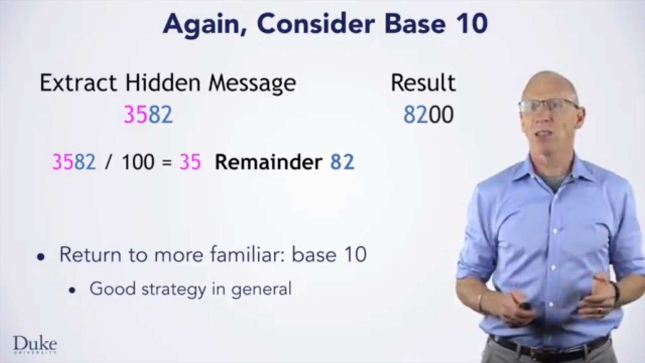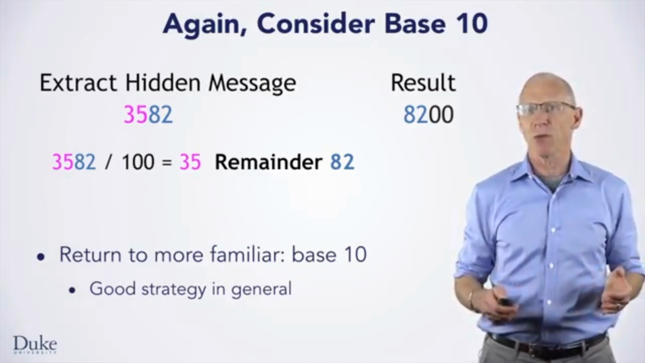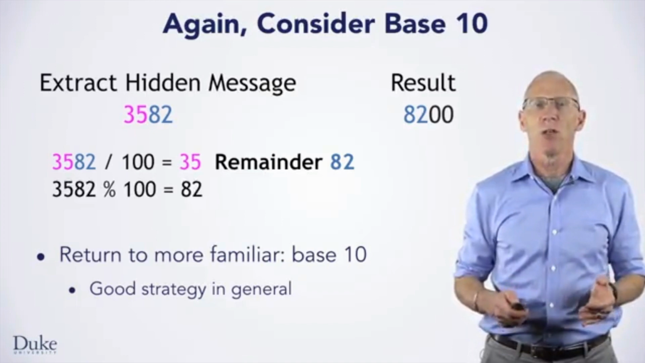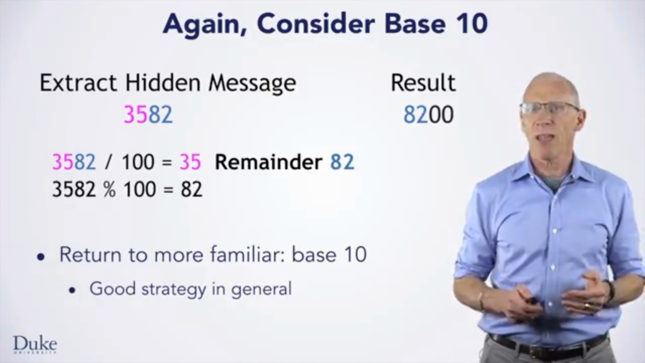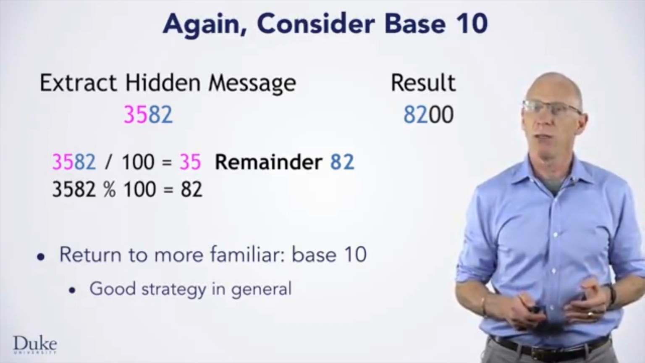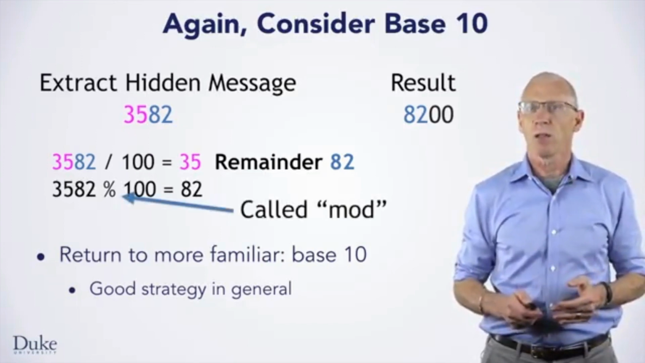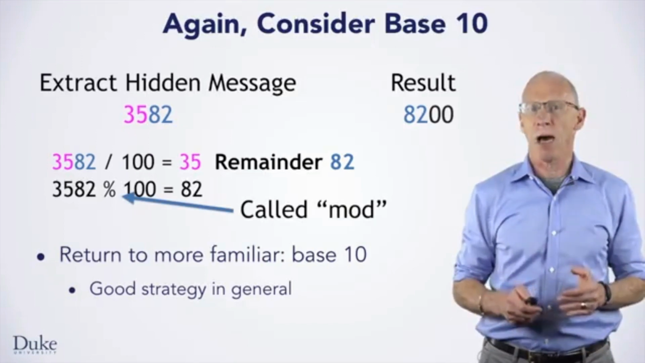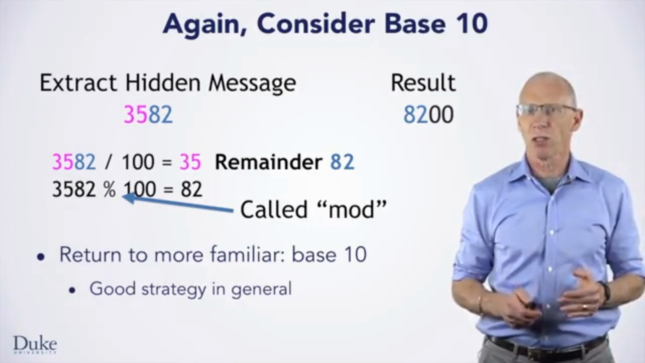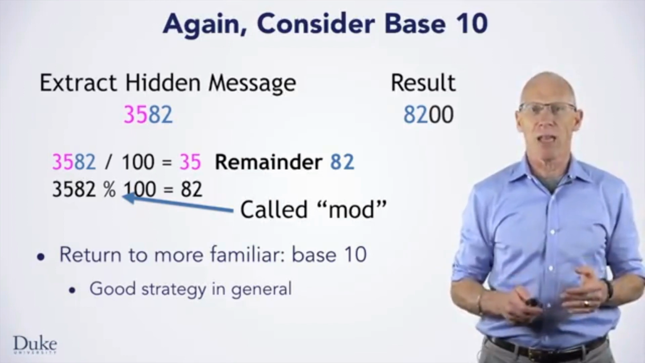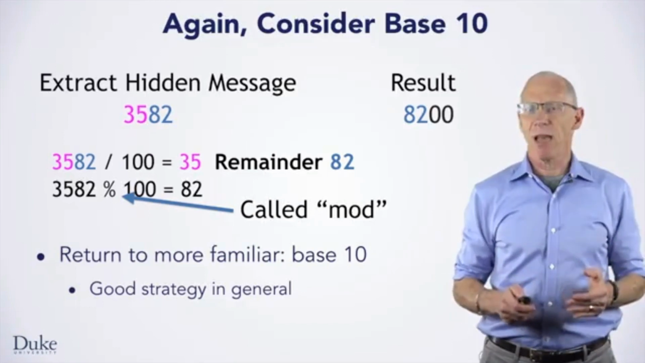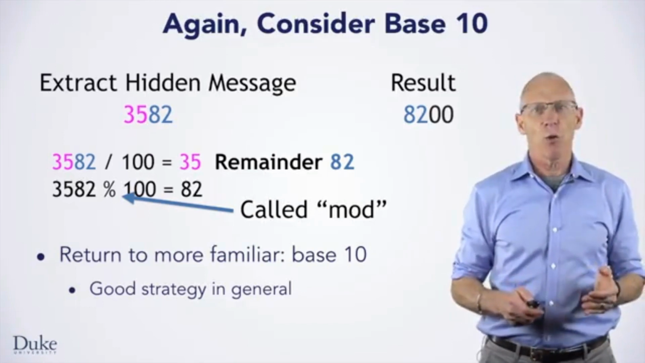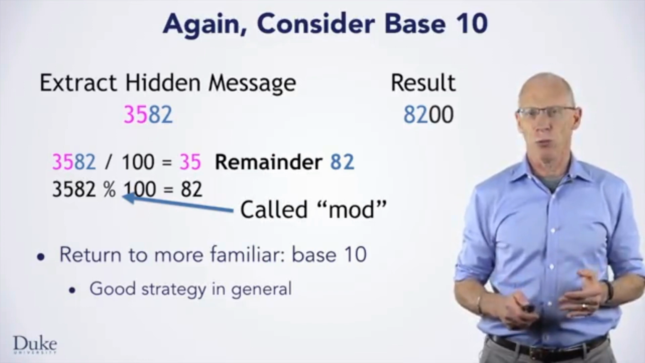So how do you ask JavaScript to give you the remainder that's left over when you use division? You use the percent sign operator shown here. 3582 % 100 is 82. The percent sign operator is called mod, short for modulus, the formal mathematical name for the remainder when you divide. So we'd actually read this statement as 3582 mod 100 is 82.